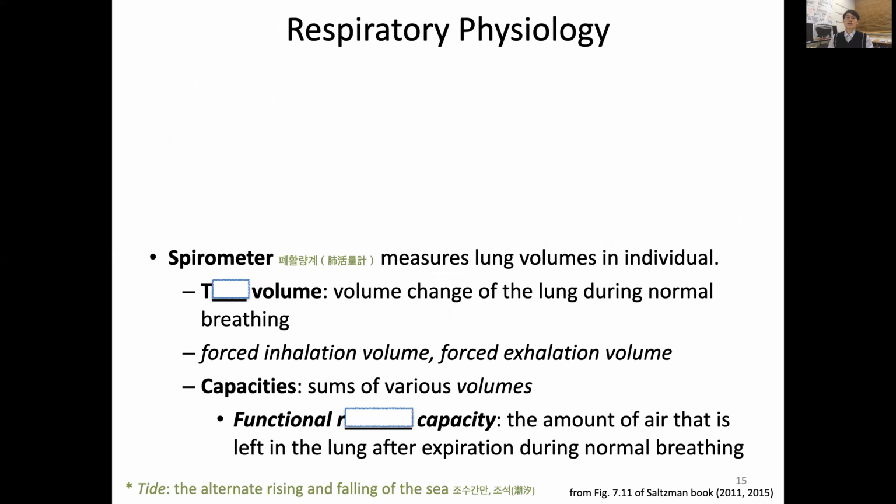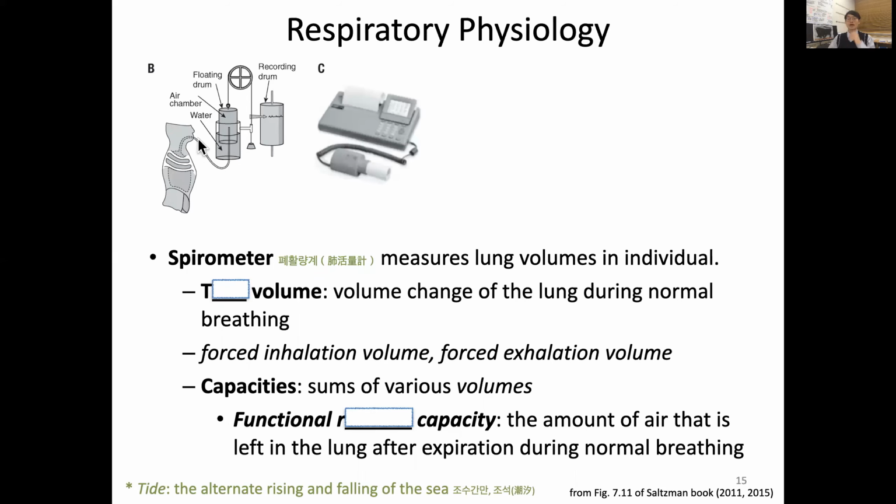So let's think about how to measure this physiological capability of a human. When we go to the hospital for a health checkup, you may remember you have done a spirometer test, which measures lung volumes in an individual. How do we measure it? It's very simple. We have a pipe and we can inhale and exhale. And these chambers record the amount of volume, which is proportional to what our lungs are doing. And nowadays we have more electronic ways to do this.